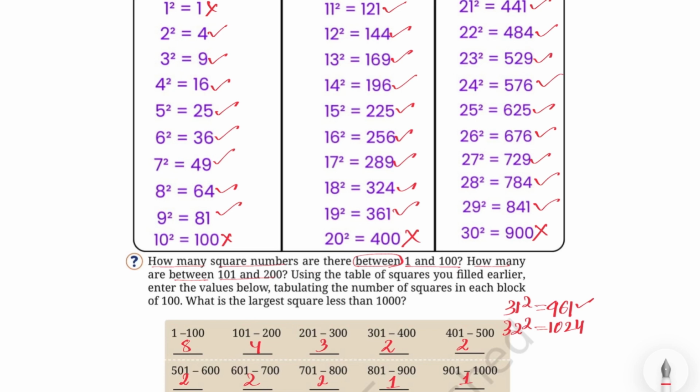Next question is, what is the largest square less than 1000? We know that 31 square is 961 and 32 square is 1024, which is more than 1000. That's why our answer is 961.